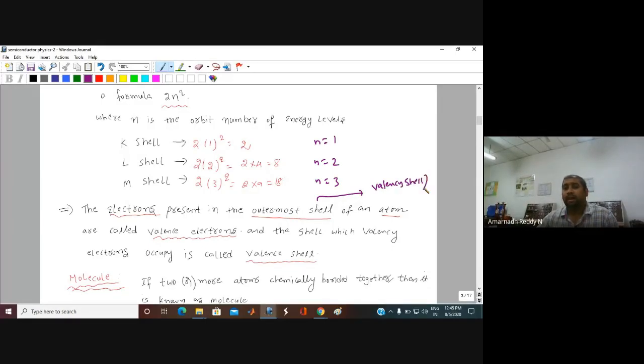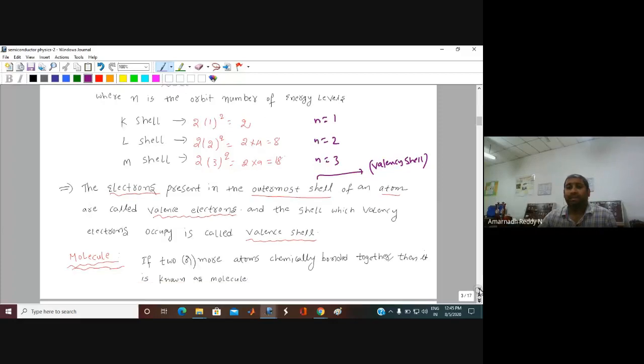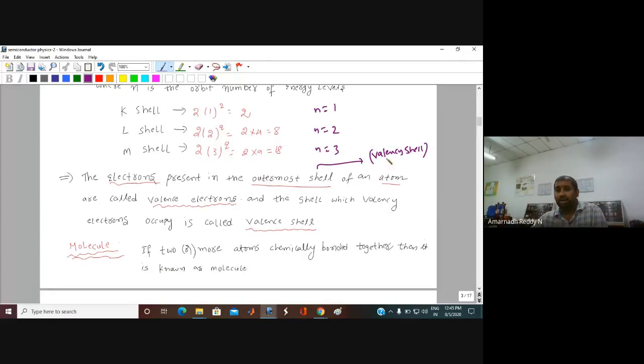Why? Because atoms share their valence electrons with neighboring atoms, forming a bond. When one atom shares its outermost electron with another atom and forms a bond, those bonds are called covalent bonds, and those lie in the valence band.